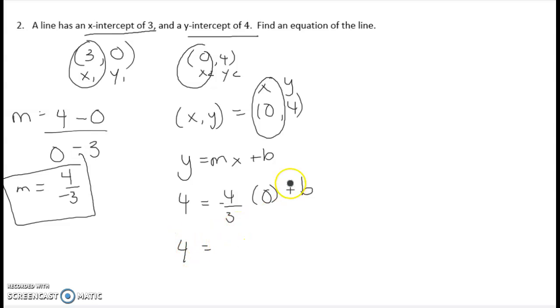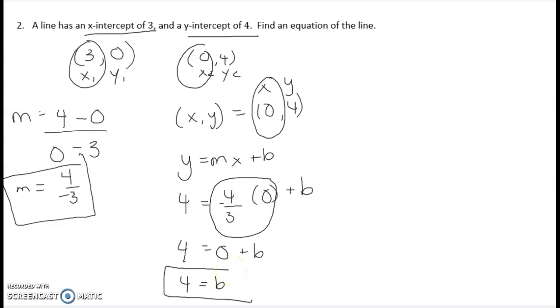So this one is nice. I did it on purpose because anything times 0 is 0. So it's just 0 plus b, which means that b is 4.